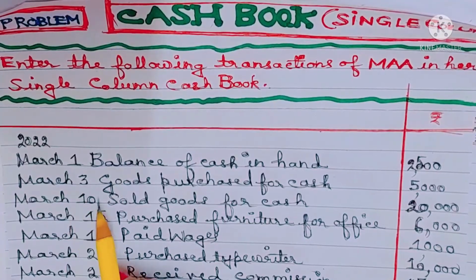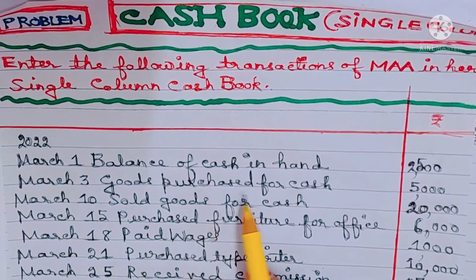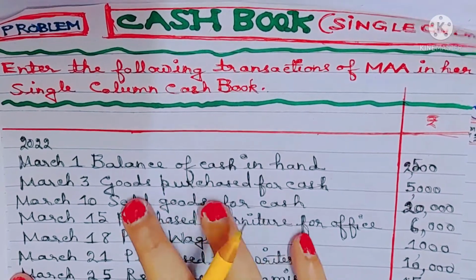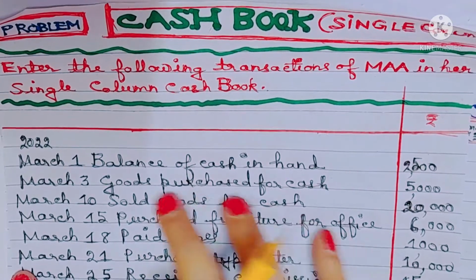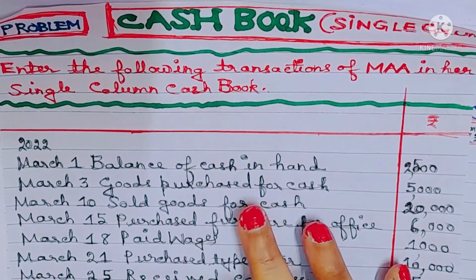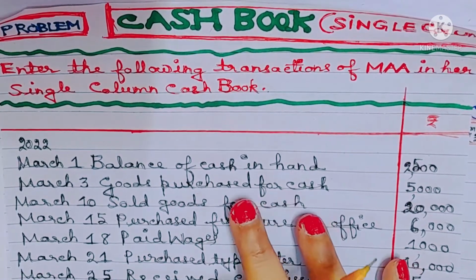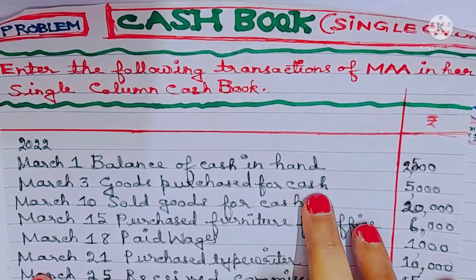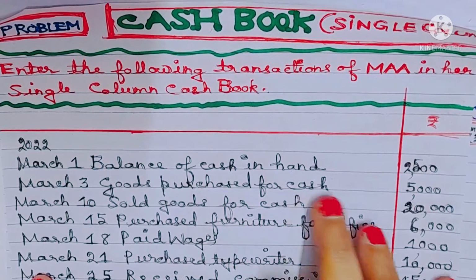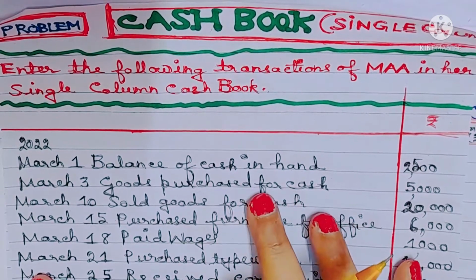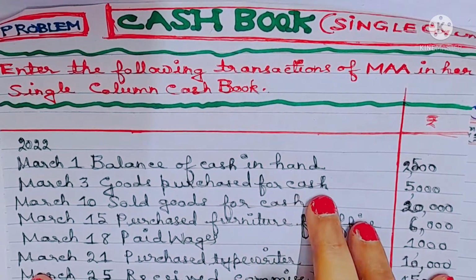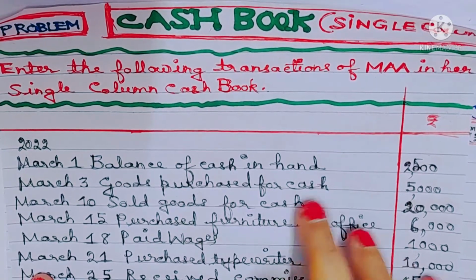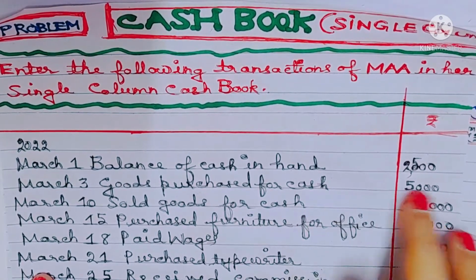The next transaction is on 3rd March, goods purchased for cash 5000. So ignore goods. Instead of goods, we'll write purchases account. So what will be the journal entry? Purchases account debit to cash account. What is the position of cash? Since cash account is on the credit side, purchases account will be on the credit side as well. So we'll have to write on the credit side of the cash book by purchases account 5000.